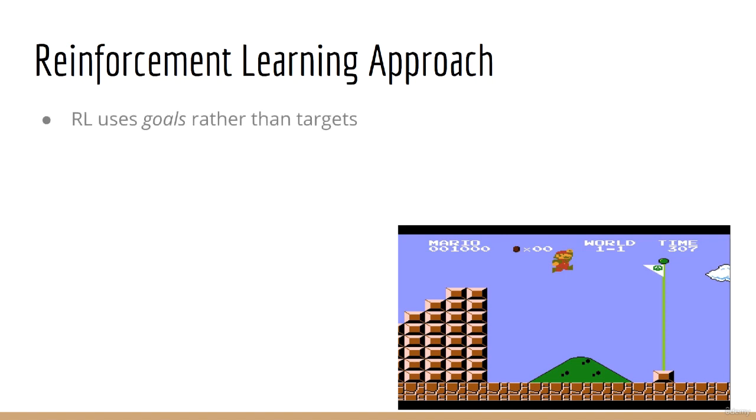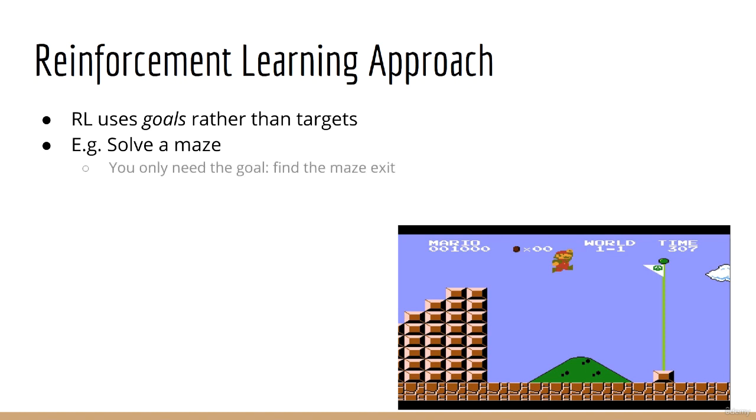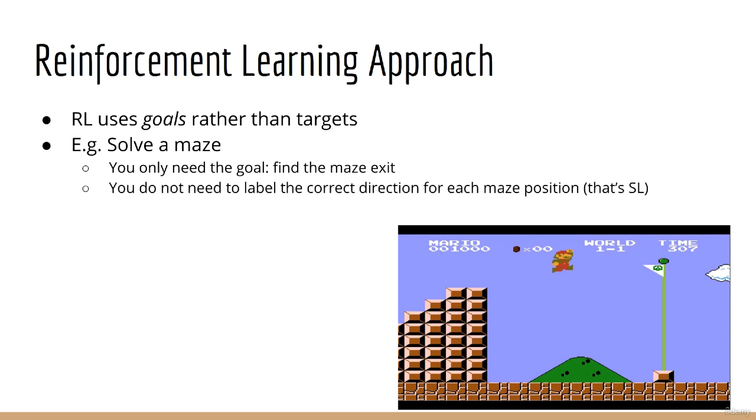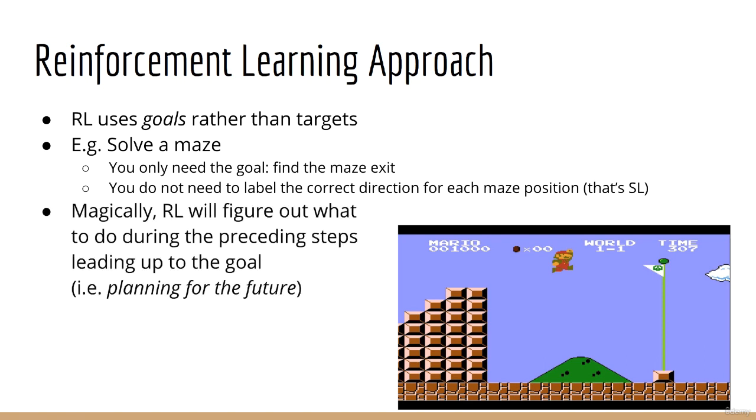Instead, reinforcement learning learns using goals rather than targets. For example, suppose you wanted to teach a reinforcement learning algorithm to solve a maze. In this scenario, the goal would be finding the maze exit. You do not need to tell the algorithm what the correct thing to do is for each position on the maze, since that would be supervised learning. Instead, the only thing the reinforcement learning algorithm needs to know is what is the goal. From there, figuring out what to do in each position of the maze can be found by reinforcement learning. That is the power of this new paradigm.